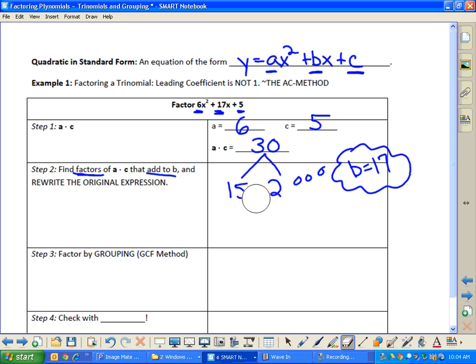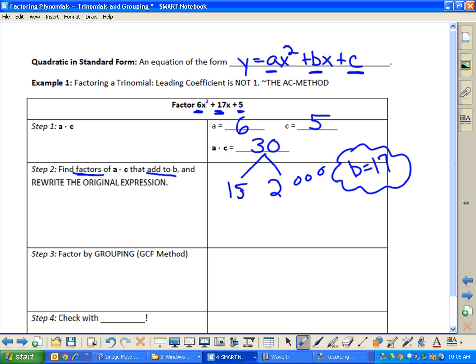Anybody have any questions about how Tamara came up with 15 and 2? This is the one place, I'll be honest with you, in Algebra 2 where guessing and checking is okay. So, for instance, you might have said 6 times 5. Well, 6 times 5 sure is 30. But 6 plus 5? Oh, that's 11, not 17. The most common mistake I'll see with regard to this particular step is with signs. So just be cautious of that. If A times C is a negative product, well then you're going to have one factor that's negative and one factor that's positive when you're going to list those out.